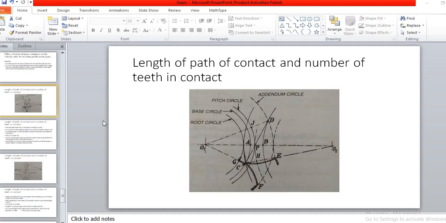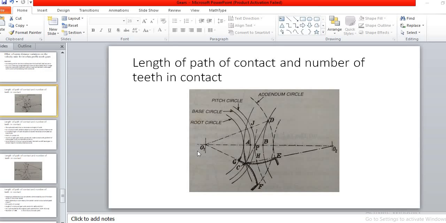In this next video, we discuss the length of path of contact and the number of teeth in contact. Here, consider two meshing gears with center O1 and with center O2.